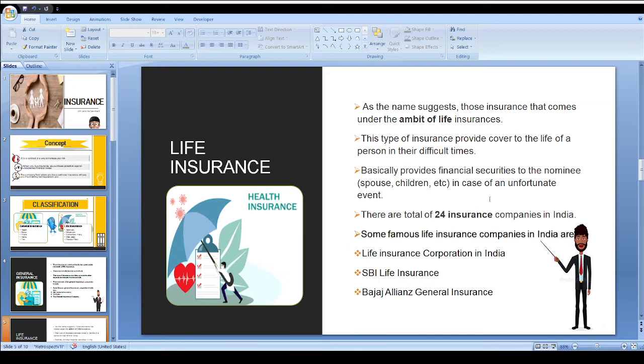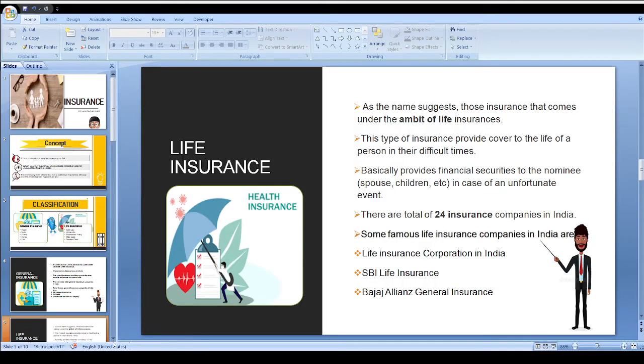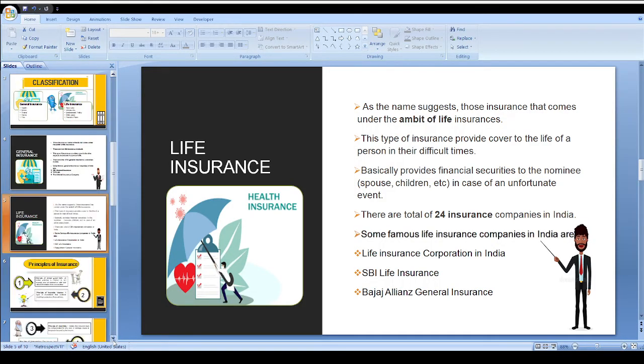There are a total of 24 insurance companies in India. Some famous life insurance companies in India are the Life Insurance Corporation of India, which was established in 1956, and SBI Life Insurance Company. Another is Bajaj Allianz General Insurance. So further we are moving ahead with the other insurance.